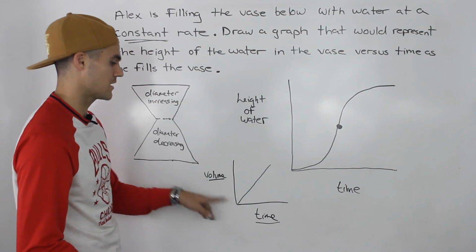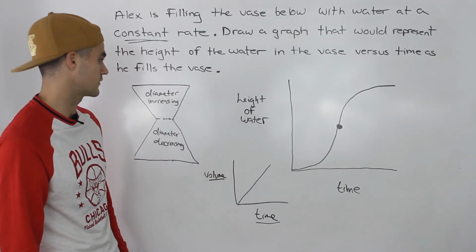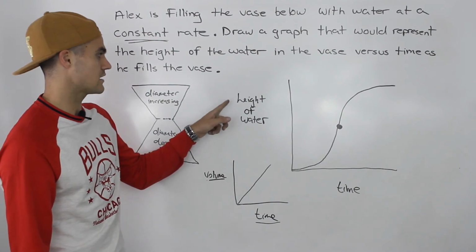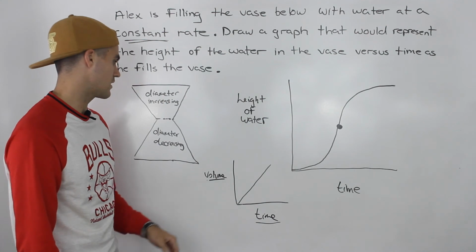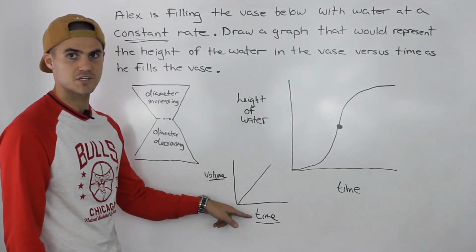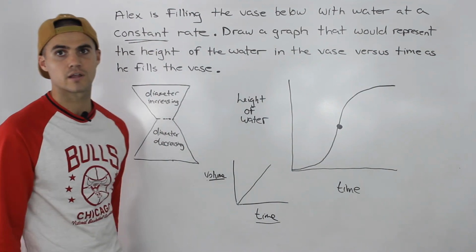So just be aware of, maybe they'll ask you a bonus question like that. Usually they'll just ask you to graph the height of the water in the vase versus the time, but perhaps a question such as volume versus time, they'll ask you as a bonus. It's just a straight line if the water is being poured in at a constant rate.